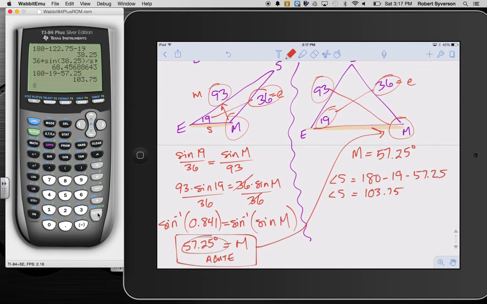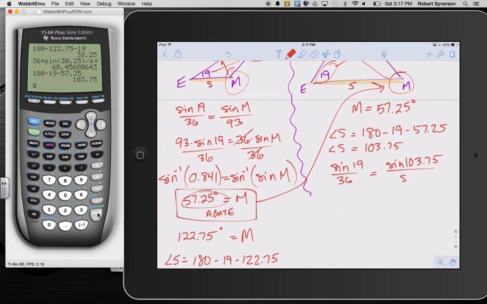So now I'll go ahead. We're almost done. Sine of 19 over 36, my original angle side pair, is equal to the sine of 103.75 over side S, and this is side S in this case. Cross multiply. So S times the sine of 19 is equal to 36 times the sine of 103.75. Divide by the sine of 19.